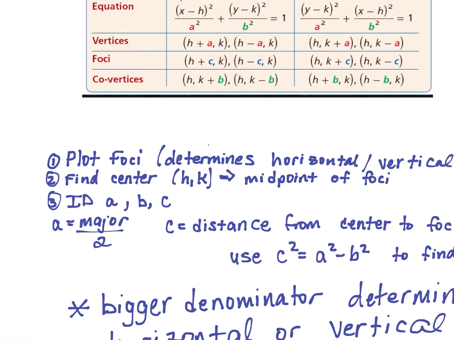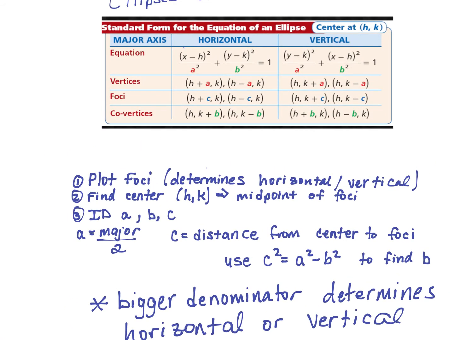So when we talk about finding the center, the first thing you're going to do if they give you two foci is plot them. You'll be able to tell if it's a horizontal ellipse or a vertical one. To find the center, what does it say to do? Take the midpoint of the foci. If you don't know the midpoint formula, it's the middle. You add the x's, divide by 2. Add the y's, divide by 2.